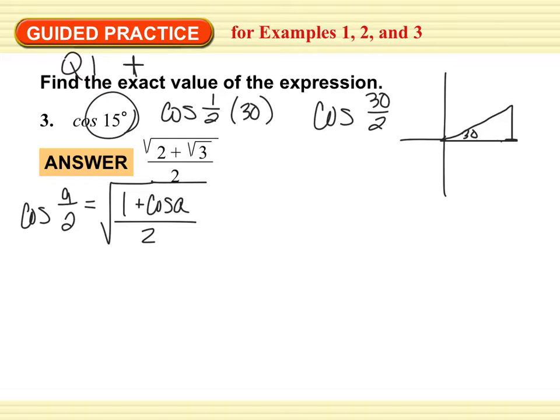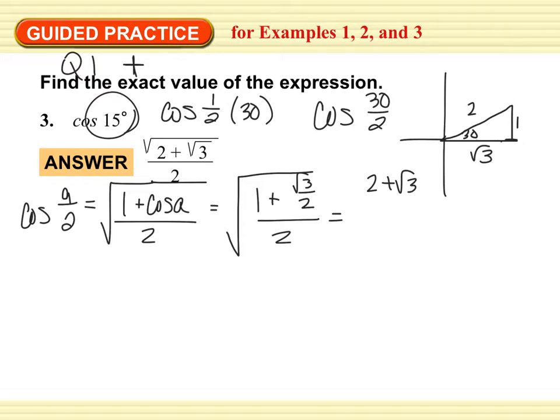So 30. 2 root 3. So I have cosine A, adjacent over hypotenuse, all over 2. I change that 1 into a 2 over 2, so I get 2 plus root 3 over 2, all over 2. I'm going to change that into a multiplication problem.